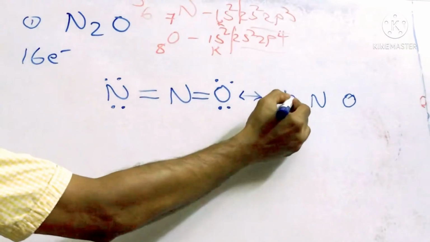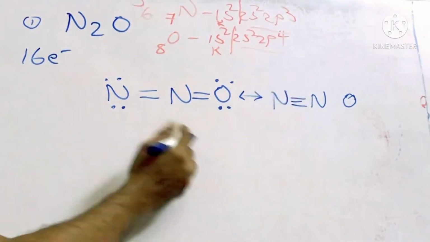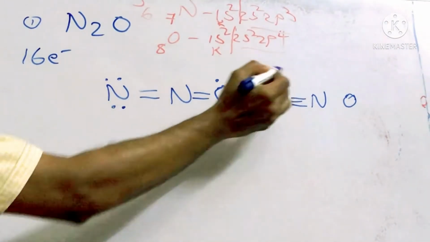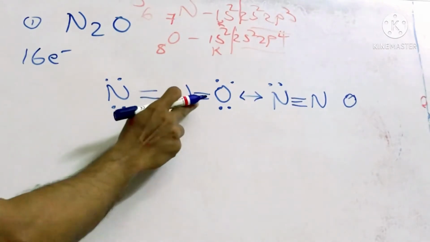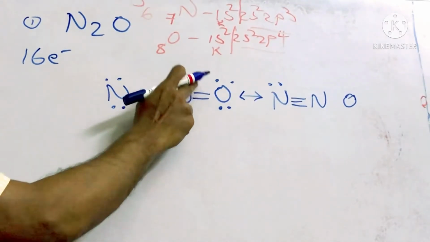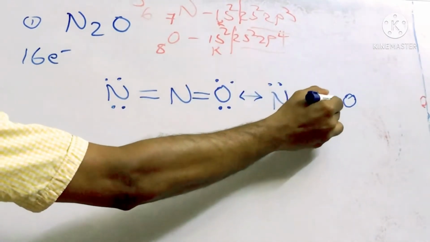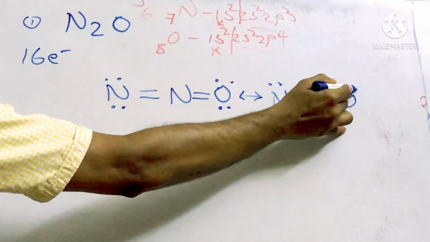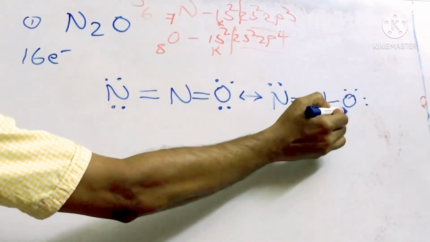So what will happen now? I will be giving a triple bond here. That means only 1 lone pair will be left. 1 lone pair went here. The nitrogen is the same. This paired electron goes here. So I have a single bond here. Then 3 lone pairs: 1, 2, 3 lone pairs.